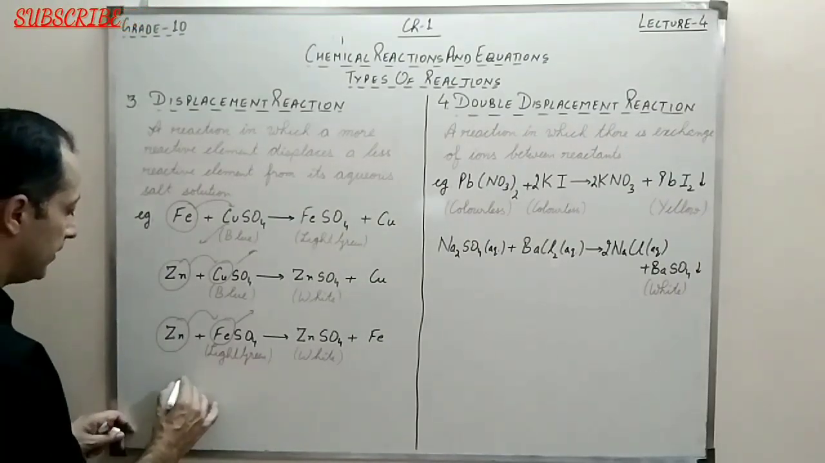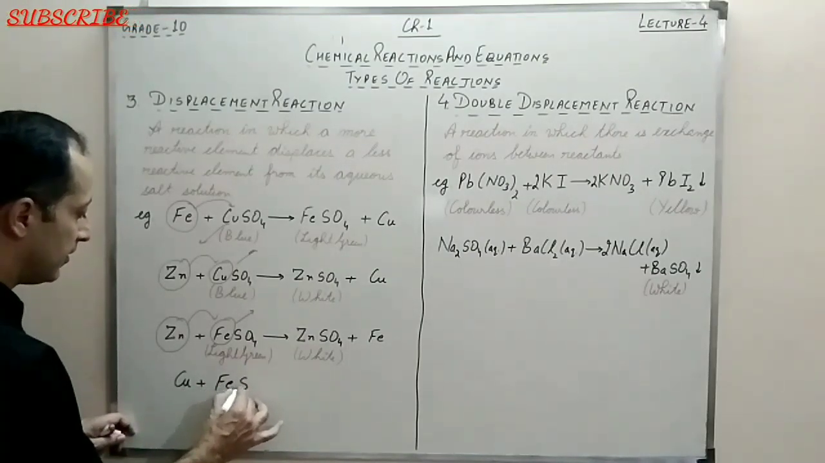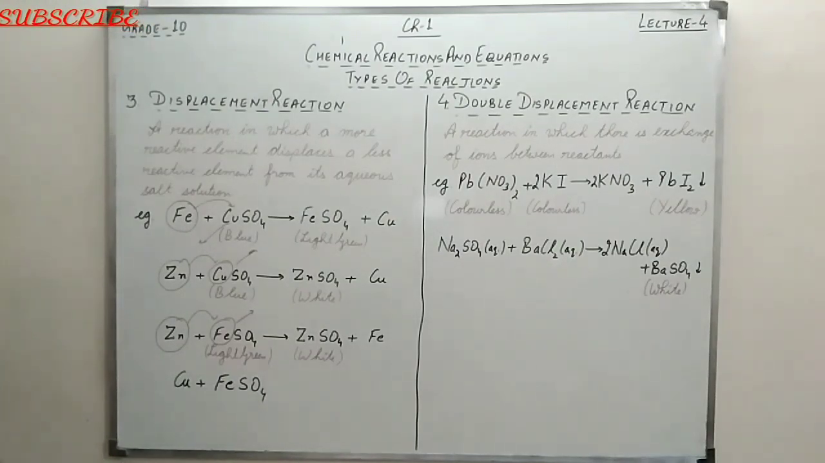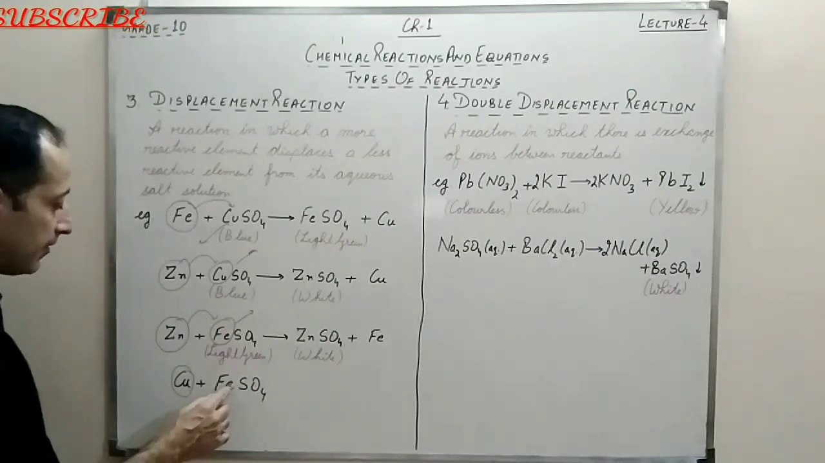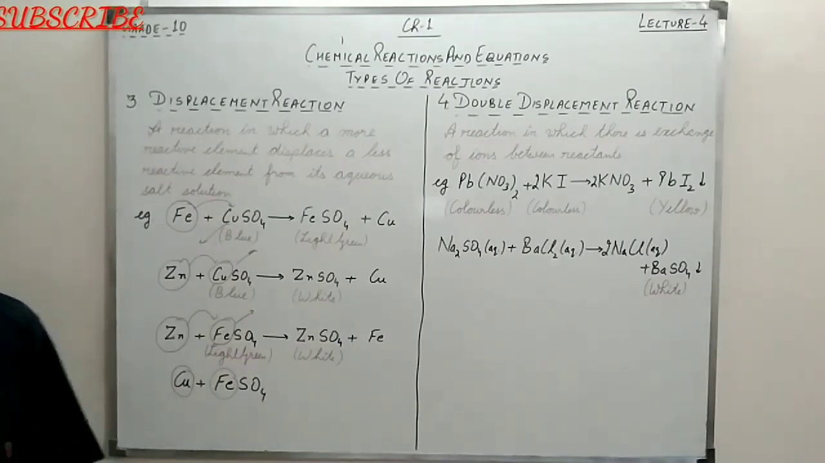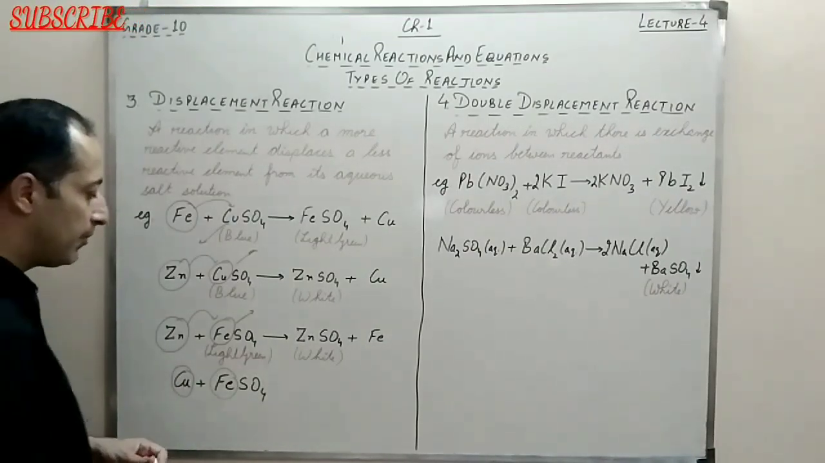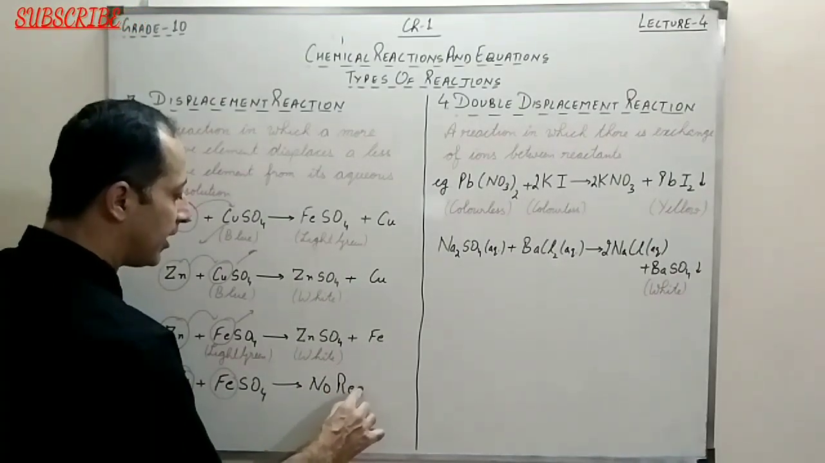Now we take another thing. If we have copper and we put this copper in ferrous sulfate solution, what happens? Since copper is less reactive than iron, this copper does not have the strength to remove iron from ferrous sulfate solution. So there is no reaction. We have no reaction.